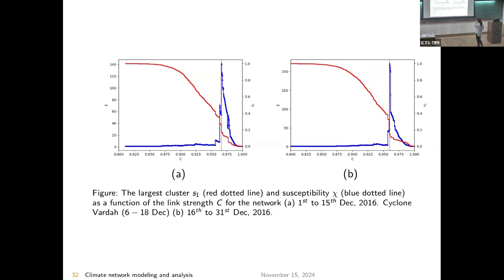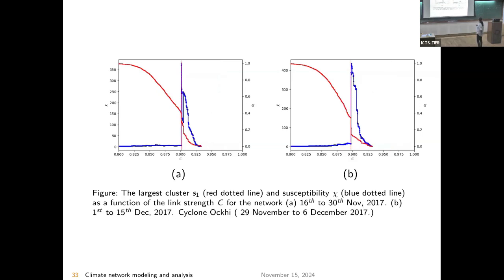Here the binning we have done is first to 15 December and 16 to 31st December. We will be able to see the distinction if we do the binning just before the cyclone and during the cyclone, with no overlap. So here you can see the cyclone because it is 6 to 18. You can see certain effects in both the plots because there are three overlapping cyclones in the 3 months. So you see the overlapping cyclones.